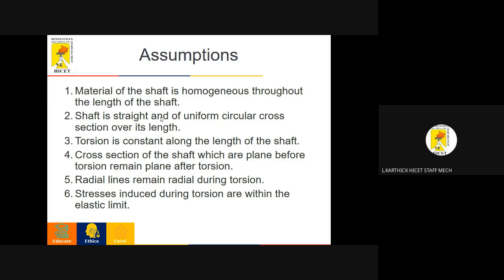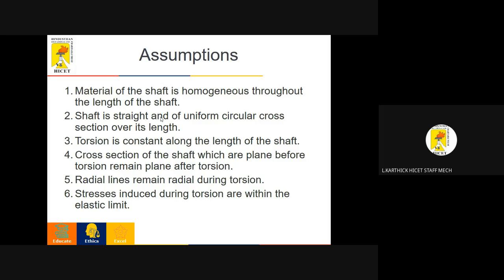And the third point is an important point: the torque is constant along the length of the shaft. This is a question that many students may ask. Why do we consider the torque to be constant along the length of the shaft? The answer lies in the first two points. Since we consider the material of the shaft to be homogeneous throughout its length, and the shaft is straight with a uniform cross section, once we apply a load at any point, it acts accordingly throughout the length of the shaft. That's why the torsion value is similar throughout the length.